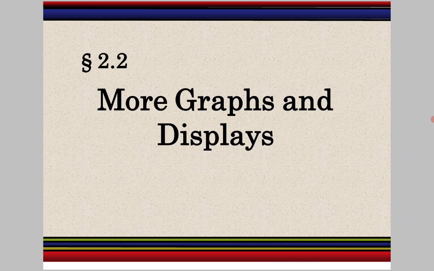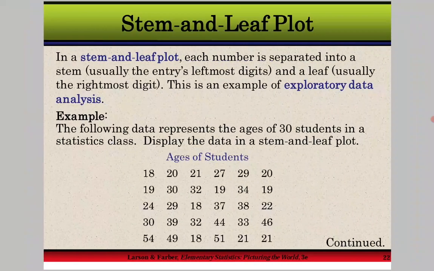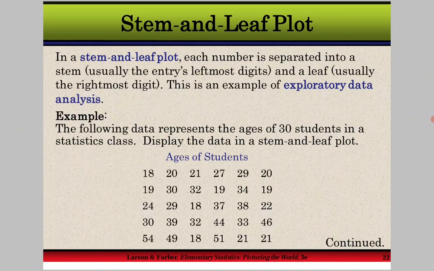So, more graphs and displays. What are the other types of graphs and displays? The stem and leaf plot. In a stem and leaf plot, each number is separated into a stem, usually the entry's leftmost digit, and a leaf, usually the rightmost digit.